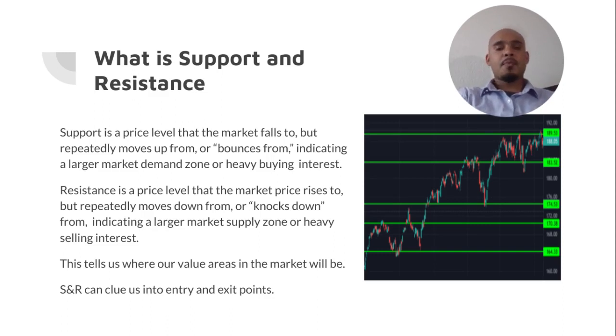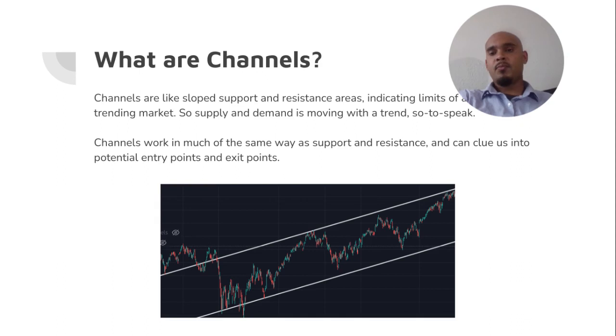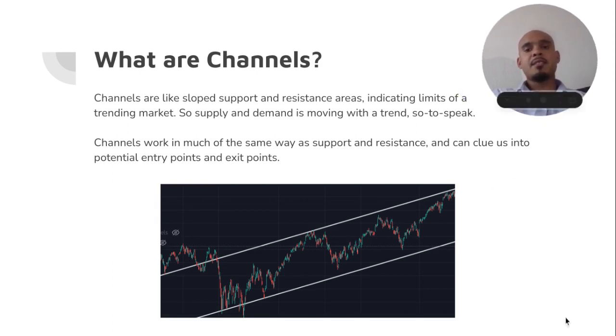But let's delve a little further. I also want to talk about channels. So what is a channel? It's basically like a moving support and resistance. So it's a sloped support and resistance area. So it's a trending market. The bottom is actually moving up and the top is moving up. And that's in the uptrend.